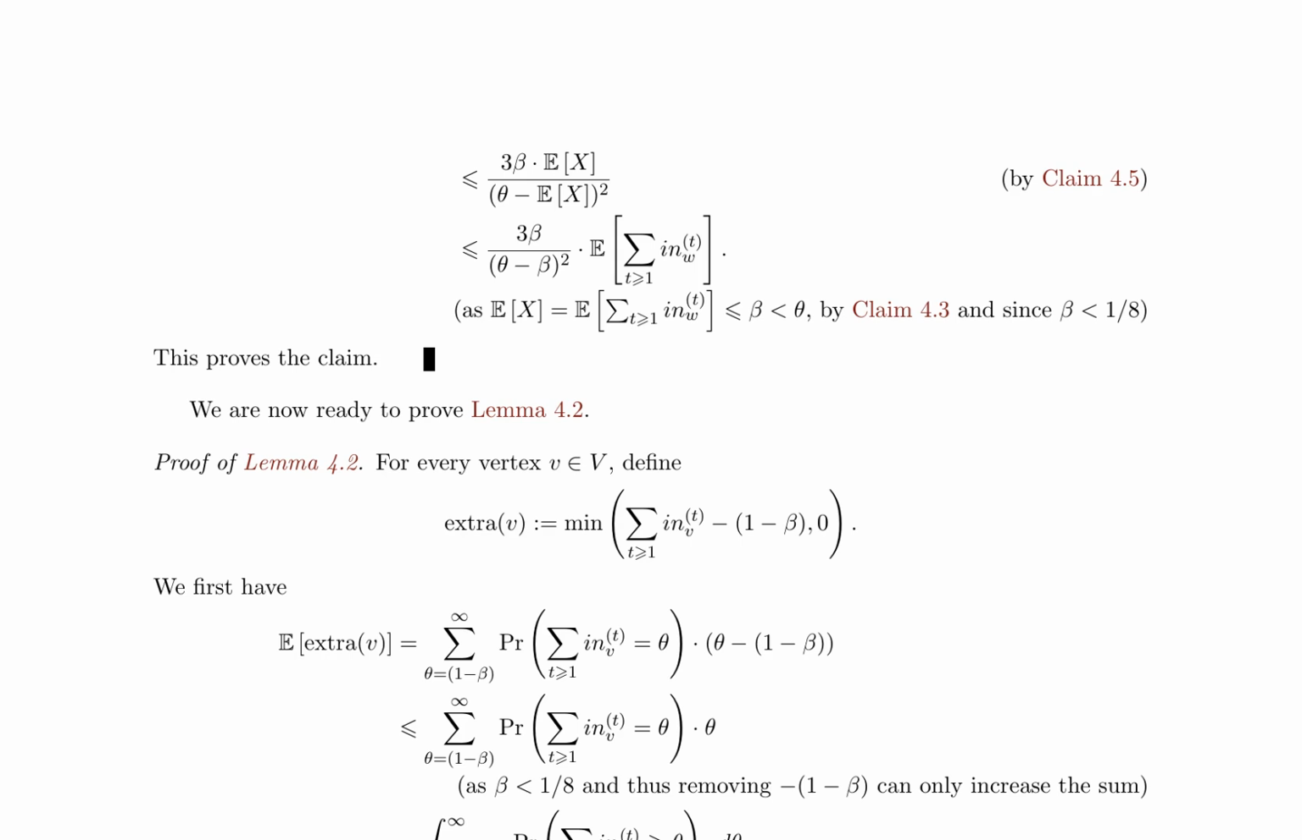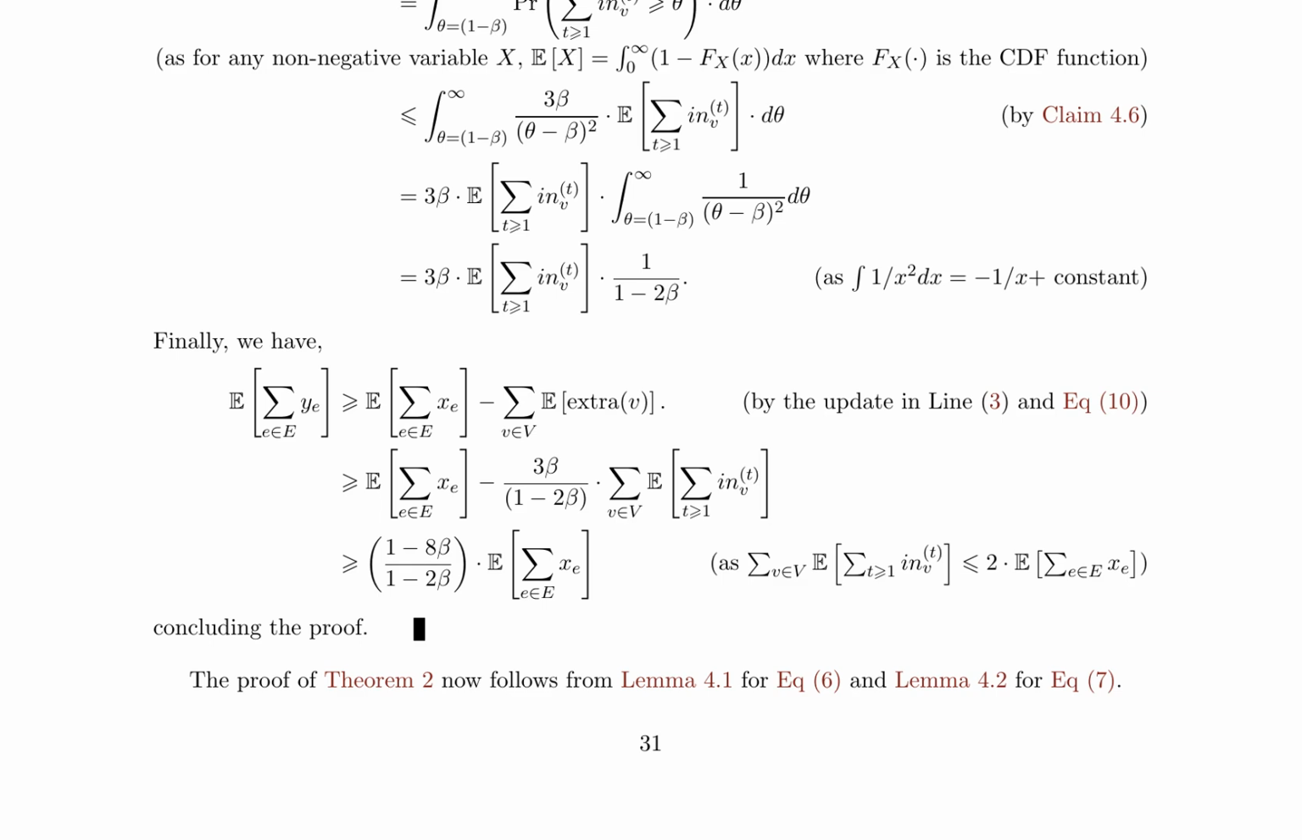This bound is used to prove the main result of the lemma, which states that the expected value of the sum of the variables is greater than or equal to a function of the expected value of the sum of the variables over a subset of the vertices. The proof of the lemma relies on several technical results, including claim 4.6 and the fact that the probability distribution of the variable satisfies certain properties. It also uses mathematical techniques such as integration and the use of the cumulative distribution function.